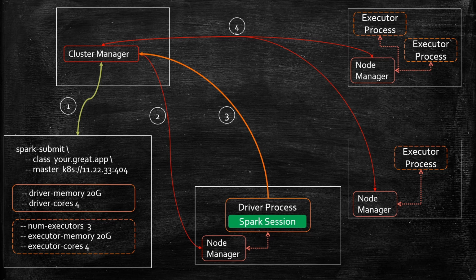When the executor processes are successfully created, the node managers then inform the cluster manager about the network location of the executor processes. Now, the cluster manager informs the driver process about the location of the executor processes, and from now on, the Spark application is up and running.